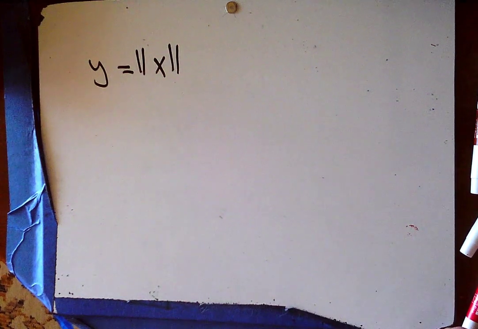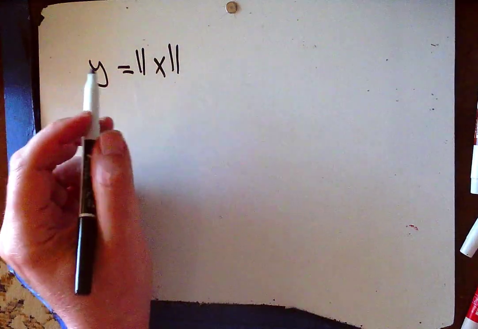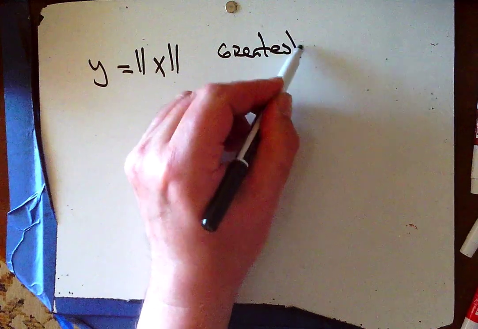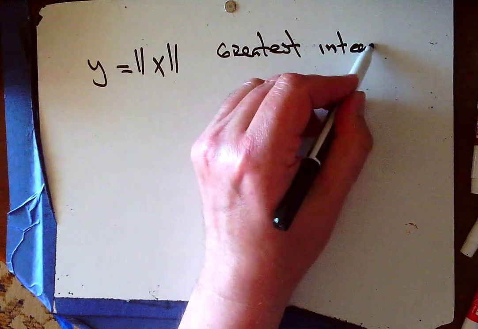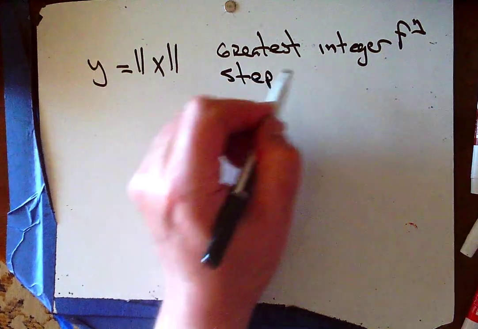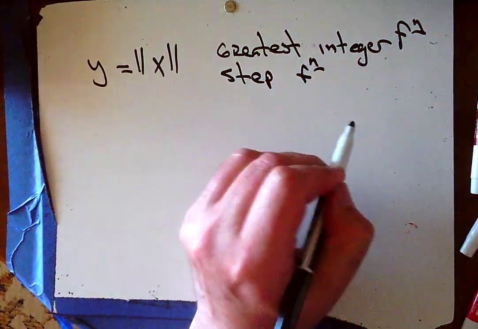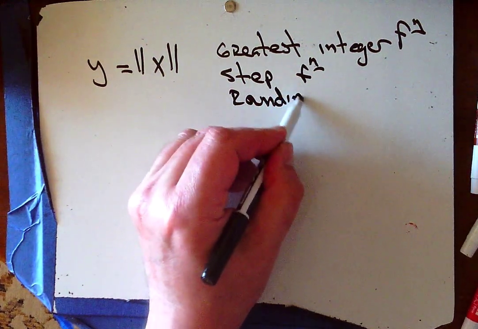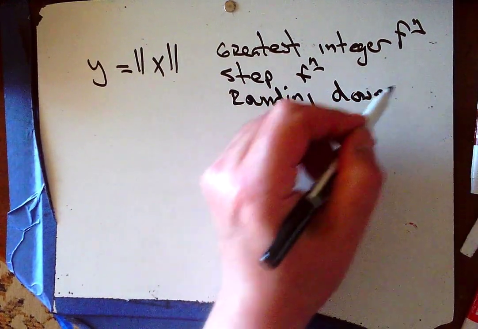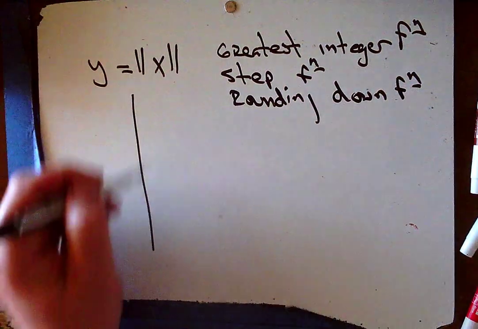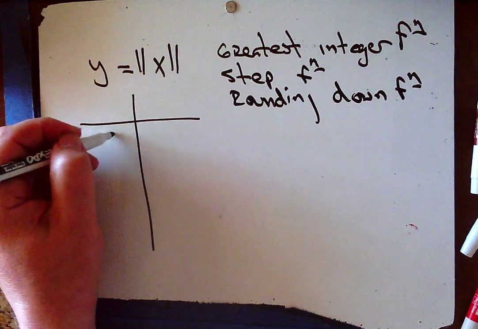We already did absolute value. So this has got to be something else. And what it is, the greatest integer function, sometimes called a step function. I like to think of it as the rounding down function. And the reason I think of it as the rounding down function is because when I plug in 0, I get 0.